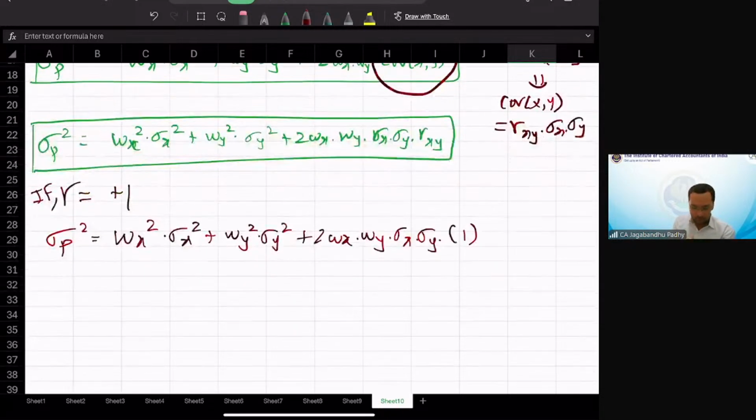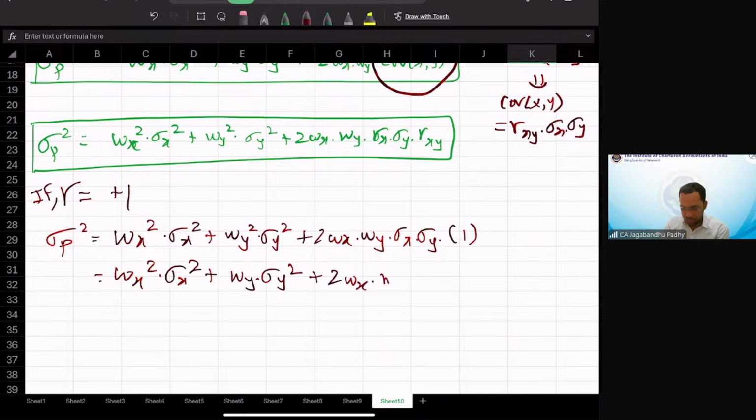Now, if this is 1, what will be the final thing? It will be like weight of x square into standard deviation of x square plus weight of y square into standard deviation of y square plus 2 into weight of x, weight of y, standard deviation of x, standard deviation of y. If you look at this expression, does it look similar to a plus b the whole square?